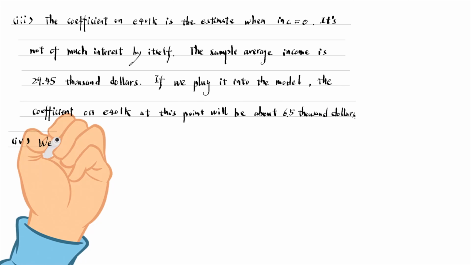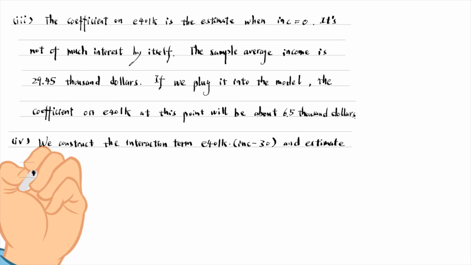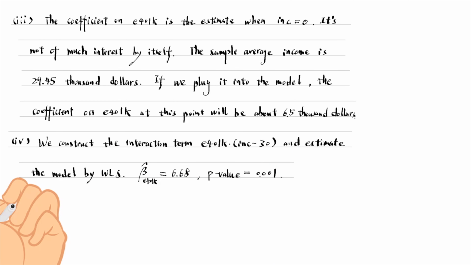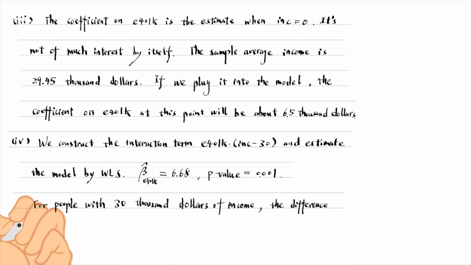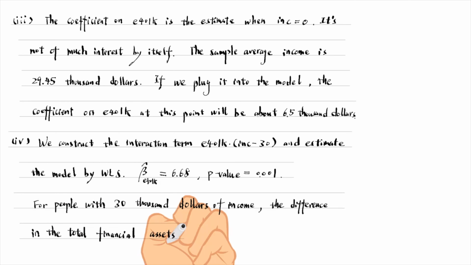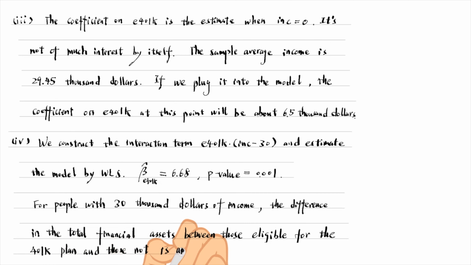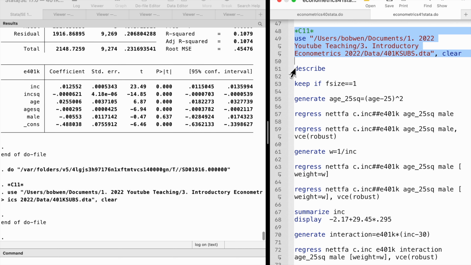In the last part, we construct a new interaction term and estimate the model by weighted least squares. The coefficient on e401k becomes 6.68, which is statistically significant at the 1% level. For people with $30,000 of income, the difference in the total financial assets between those eligible for the 401k plan and those not is around $6,680 on average. Here are the Stata commands for computer exercise 11.